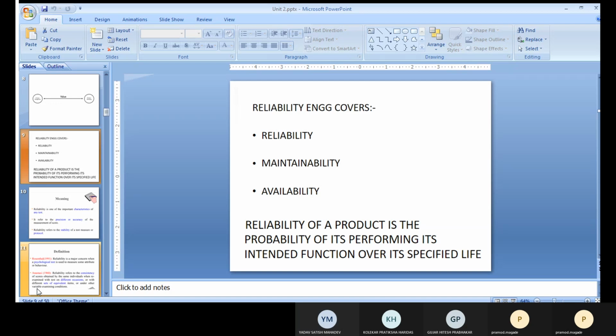So likewise maintainability and availability is also a part of the reliability.